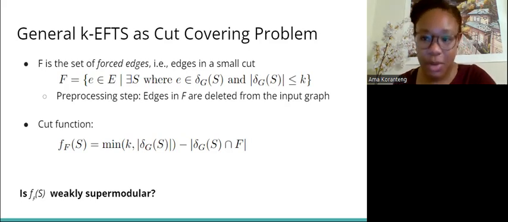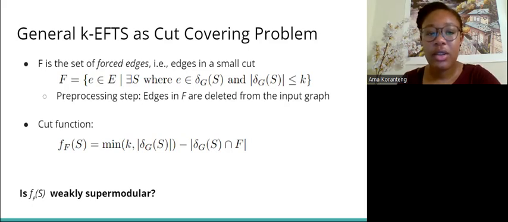So we found there's actually more than one cut function that captures the KEFTS problem, and we defined and tried out a few of them, but it turns out the ones that we tried out were not weakly supermodular. So I'm now going to talk about the cut function we did end up using and briefly explain why and how we used it.